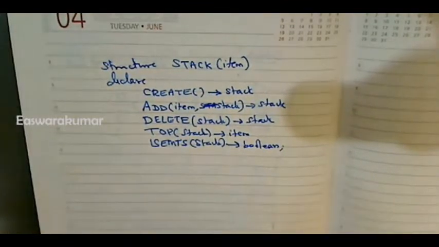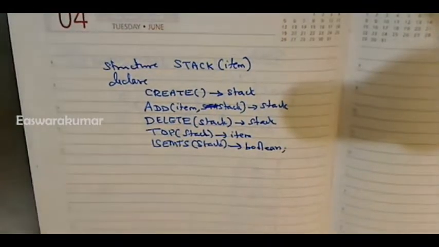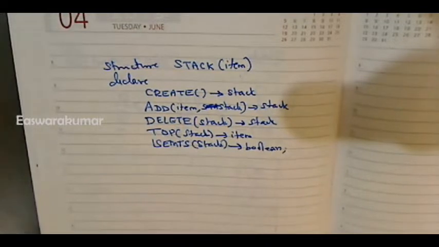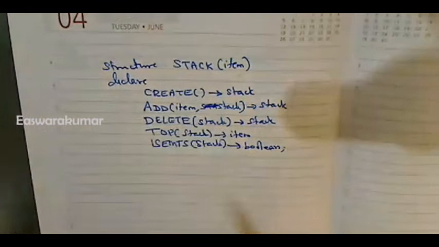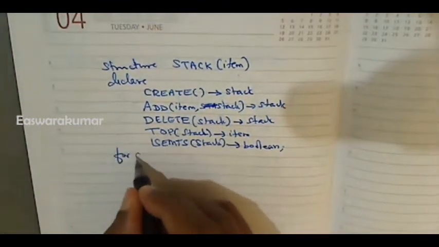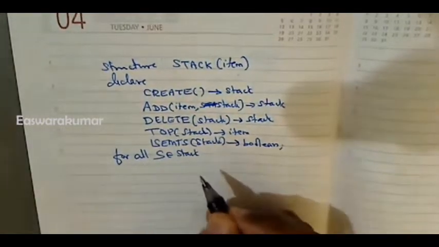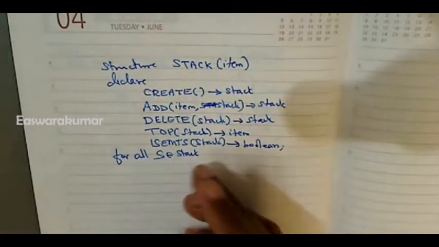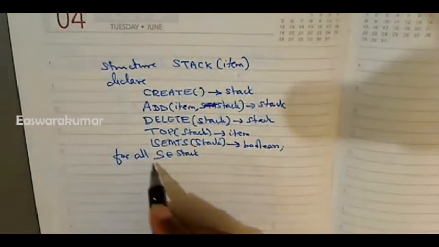Apart from that, based on these functions, we can derive some axioms. Any number of axioms we can write, but for the examination you have to write at least 4 or 5. Even if you write 4, that would be sufficient. So based on these functions, how we write axioms is, we say for all S belongs to stack. That means stack means the set of all stacks, and S is one of the elements.